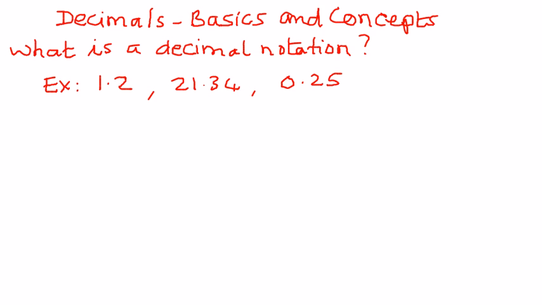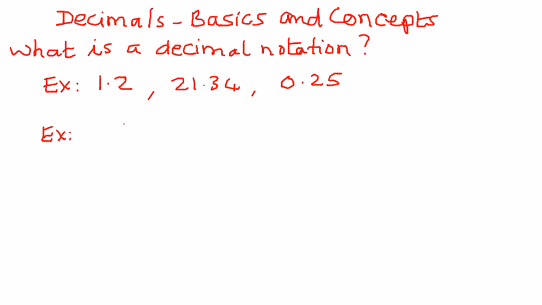In all of these examples, we are seeing that there are three parts to it. The first part is the whole number part. The second part is the decimal point, and the third part is the decimal place. Let me explain the three parts in this example.